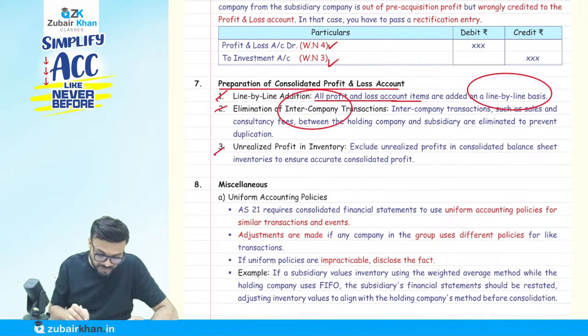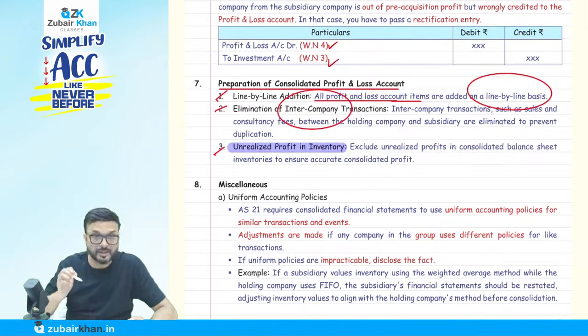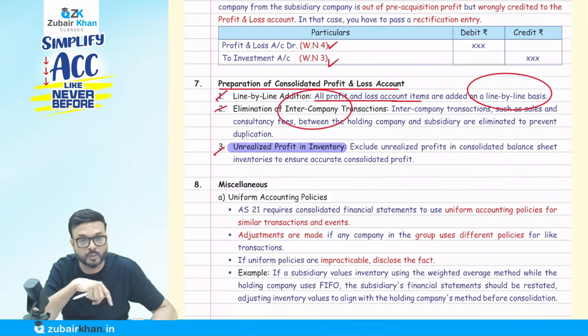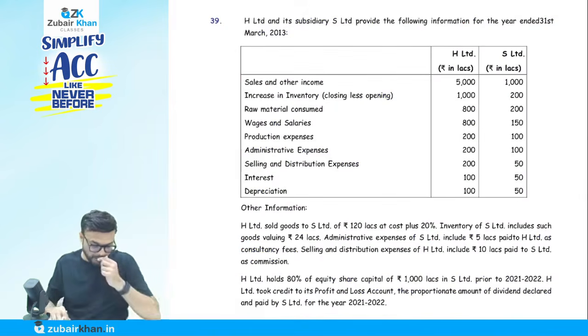If there is an unrealized profit, it might be that certain goods were sold by the holding company to the subsidiary, or the subsidiary to the holding company. We write it in the closing stock in the P&L account. You know that. When we write it in the closing stock, the profit is going to be affected if there is unrealized profit. That should be eliminated, that should be reduced from the closing stock. That's it. So simple. So let's take a question on it.